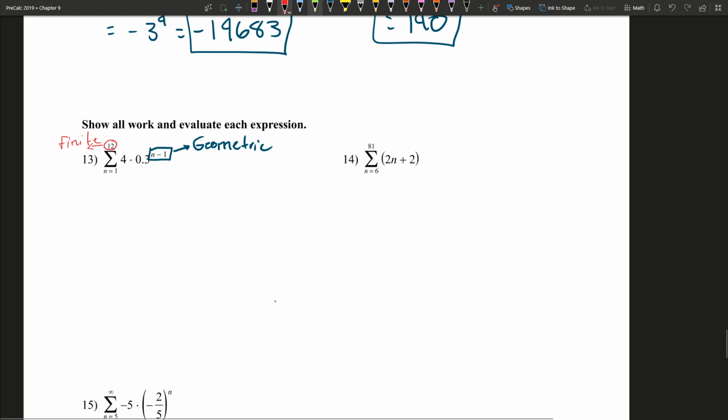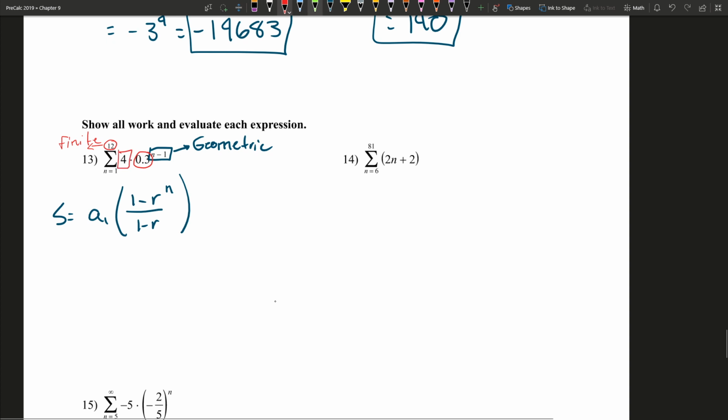Which means we are using the equation: S equals the first term times 1 minus r to the power of n, divided by 1 minus r. So we need to find the first term and the common ratio. Common ratio is easy. That's just 0.3. And the first term is usually just this right here, this 4.